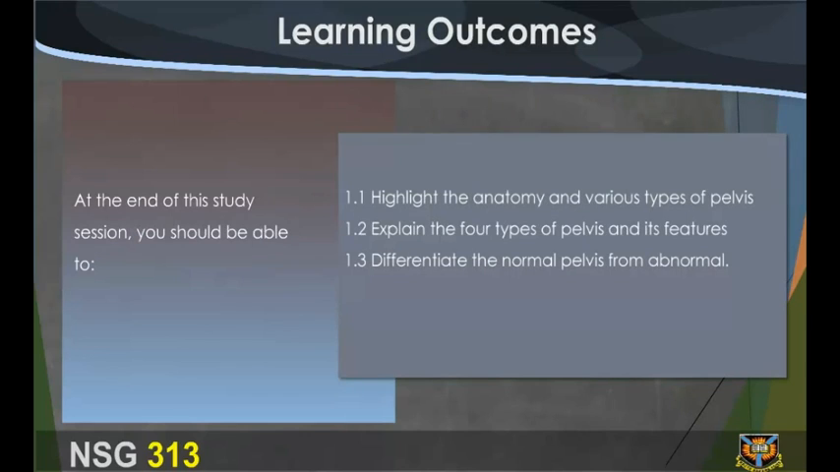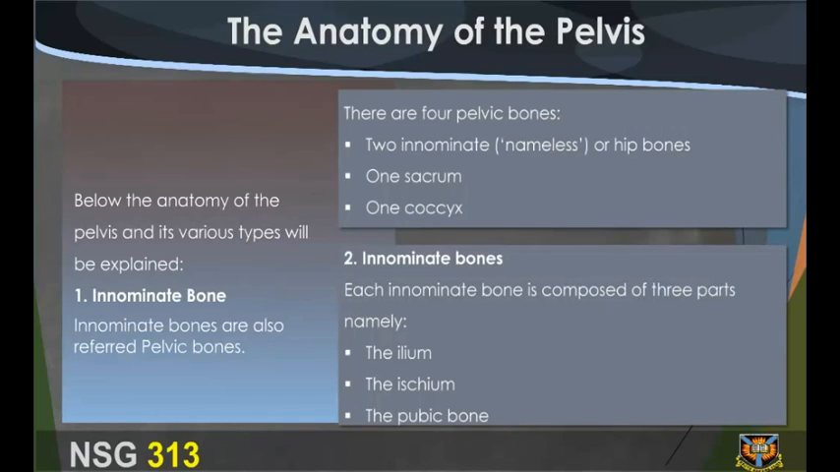Learning outcomes. At the end of this study section, you should be able to: 1. Highlight the anatomy and various types of pelvis. 2. Explain the 4 types of pelvis and their features. 3. Differentiate the normal pelvis from abnormal. The anatomy of the pelvis. Below, the anatomy of the pelvis and the various types will be explained.